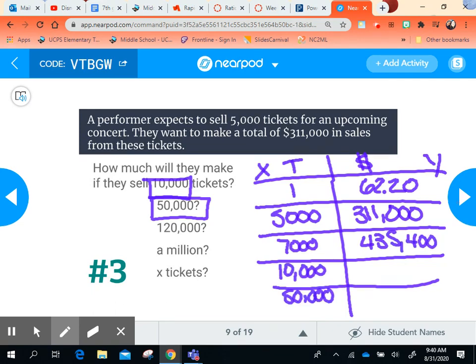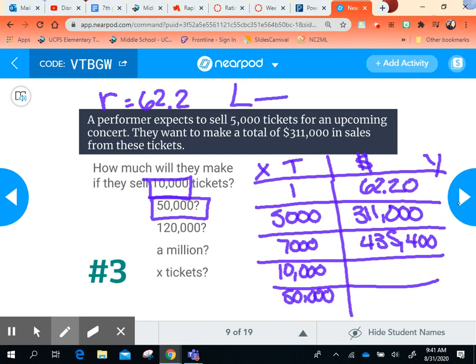Okay, so for those of us that are forgetting, your unit rate is any number to 1. So we solve for our unit rate first, 62.2. And if you're forgetting, write these things down. You're not going to remember them if you don't write them down, and practice them. Unit rate is any number to 1. So we solve for that first.